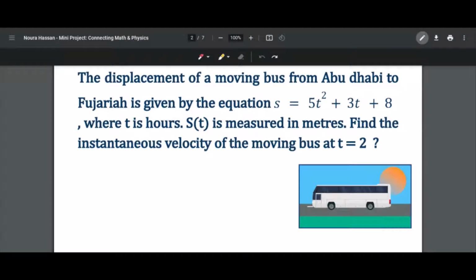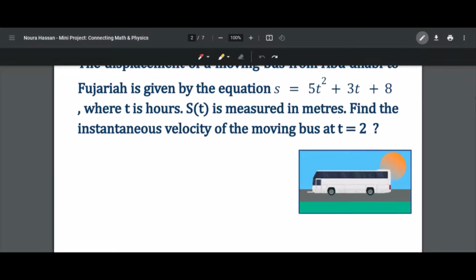Question 1. The displacement of a moving bus from Abu Dhabi to Fujairah is given by the equation s equals 5t squared plus 3t plus 8, where t is hours. s of t is measured in meters. Find the instantaneous velocity of the moving bus at t equals 2.